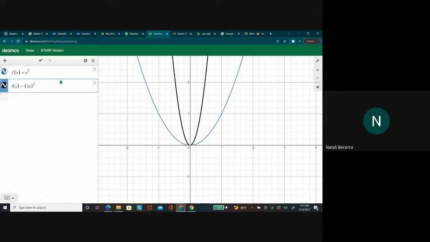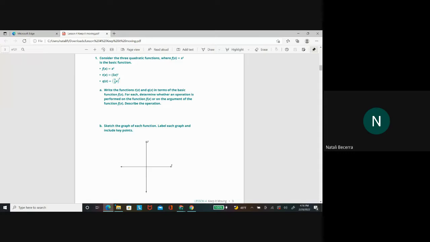So what happened to the graph? It became thinner, right? So whenever it becomes thinner horizontally, this is called a horizontal compression. Please do not get this confused with a vertical stretch. Okay, so anytime you see anything inside of the parentheses, anything inside of the parentheses is going to be horizontal. So that's how you know that this is going to be a horizontal compression, because it is inside the parentheses.